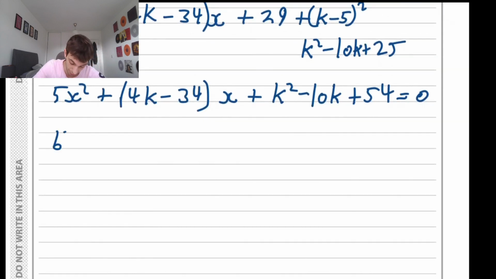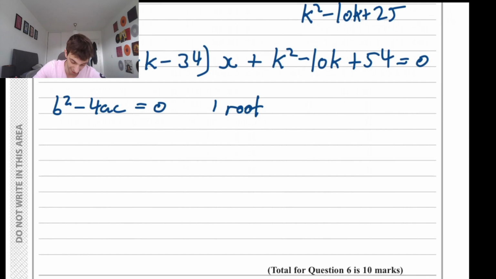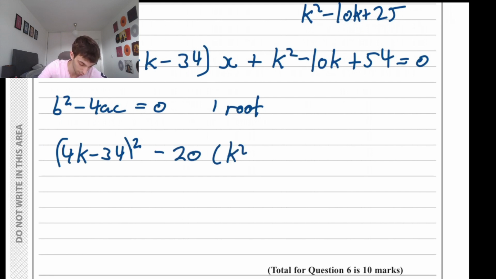So then, because it's tangent, we know that b squared minus 4ac will be equal to 0. Why? Because we have one root, because it's tangent, one intersection. Okay, so continuing on from here, guys, b squared minus 4ac. So we have b squared, so it's going to be (4k minus 34) squared. Going to have to put out the calculator for this one. Minus 4 times a, so a is 5, so it's going to be minus 20 multiplied by c, so that's going to be k squared minus 10k, because this is all a constant, guys, all a constant, plus 54, and this will be equal to 0.